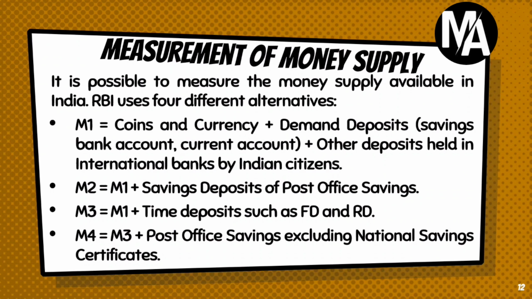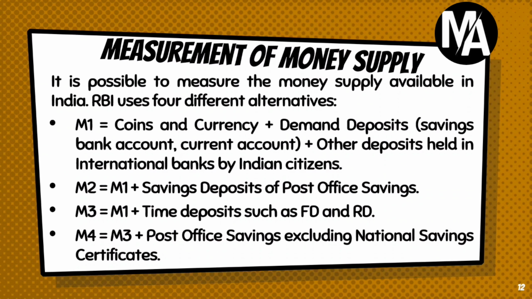Why are they divided into 4 different settings or alternatives? Let's understand. So the first one is M1, the way to measure money supply in India or the entire money available in India. And M1 is basically counting coins, currency notes, plus demand deposits and other deposits held in international banks by Indian citizens. Now, all this money, in the form of coins, currency and demand deposits, for example, savings bank account and current account, and also deposits held in international banks, they are placed in the first category called M1 because these are the most liquid kind of deposits or forms of money.